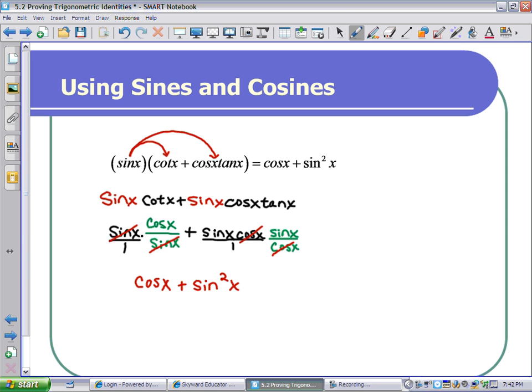And you can see that cosine x plus sine squared x has now become what we were looking for it to simplify to, which is cosine x plus sine squared x. So we've proven this using our identities.